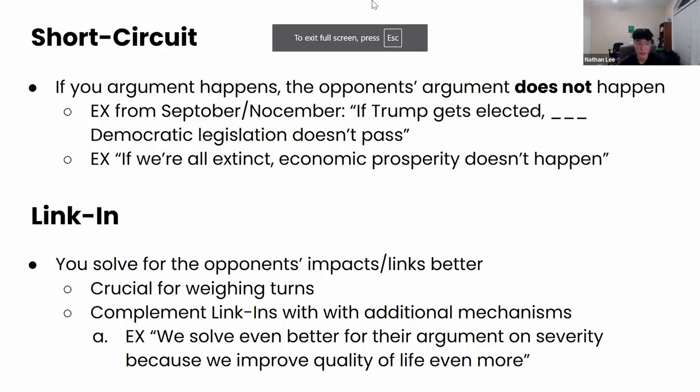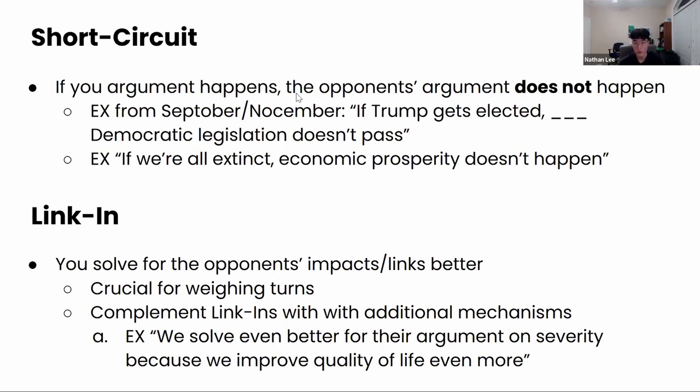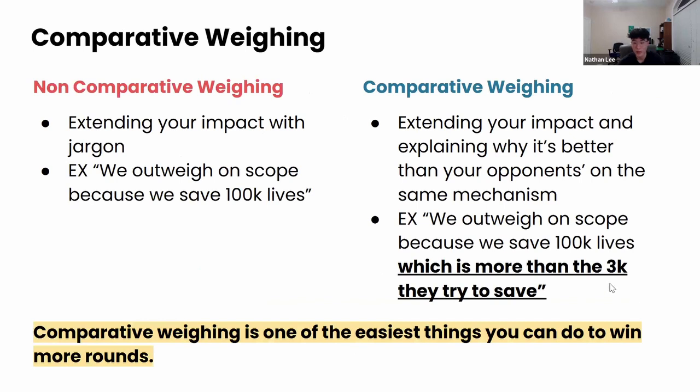So while Daria is writing that down, like I was saying, comparative weighing in contrast is going to be that, judge, if we're solving for 100,000 lives, they're only solving for like 3,000, which means that at the end of the day, if you want to put magnitude at the top of your ballot, you're always voting for us, if that makes sense. And again, it's one of the easiest things you can do to win more rounds, and it's only like maybe one sentence more in terms of weighing.